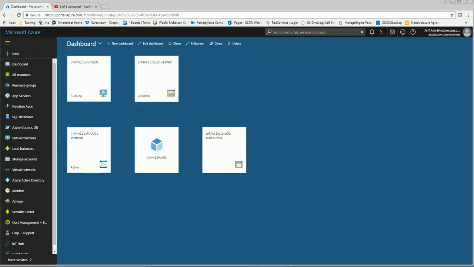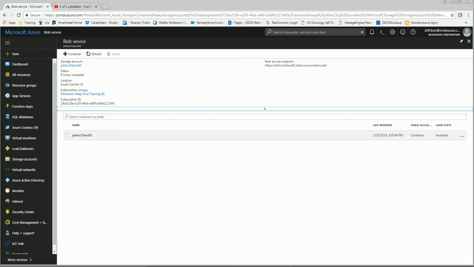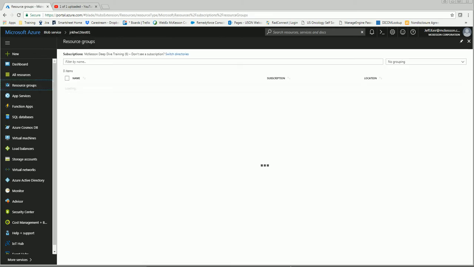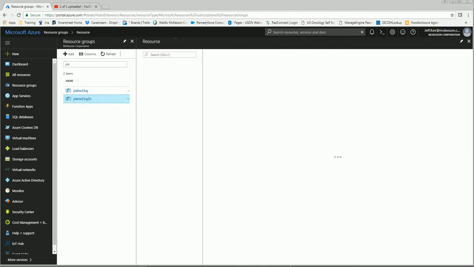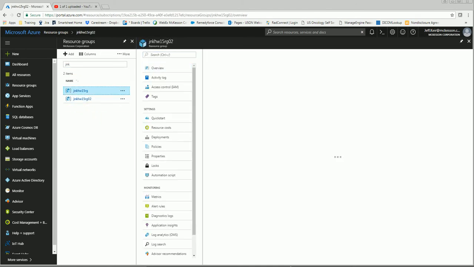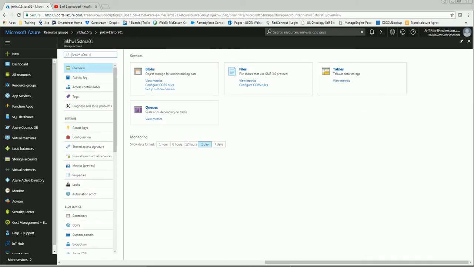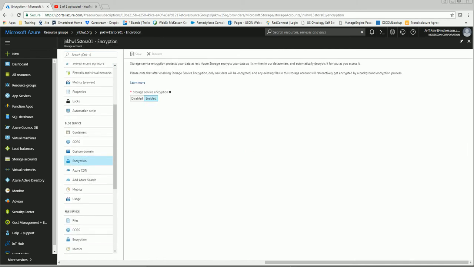This is true even with storage that I just created on my own. If I drill down and look at some of these storage services, let's go back to the resource groups. I created some storage just by myself. I created some blob storage, and here's the event hub. Here's the storage account. It's fine. Here we go, blob encryption. It is enabled. I try to disable it.